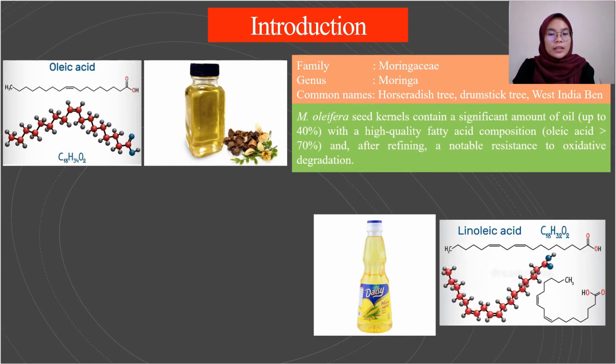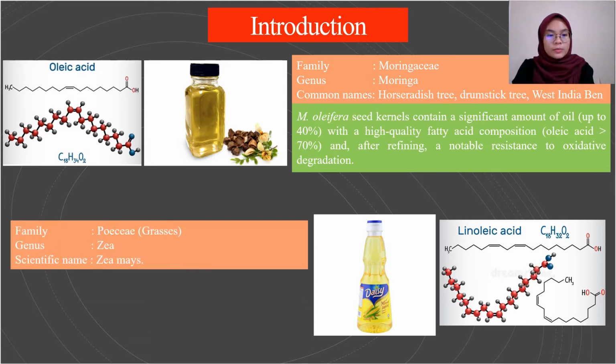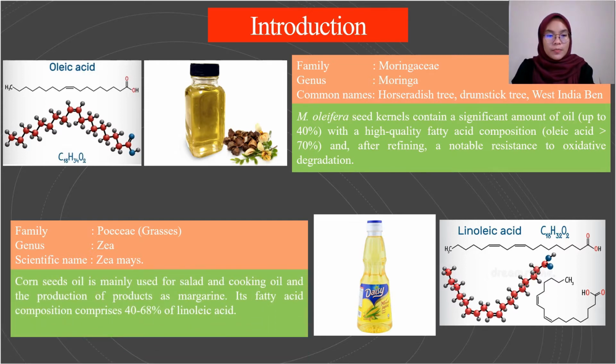Okay, this is a picture of corn oil. The family name of corn oil is Poaceae grasses, and its genus is Zea. The scientific name is Zea mays. Corn seed oil is mainly used for salad and cooking oil and the production of products such as margarine. Its fatty acid composition comprises 40 to 68% of linoleic acid.